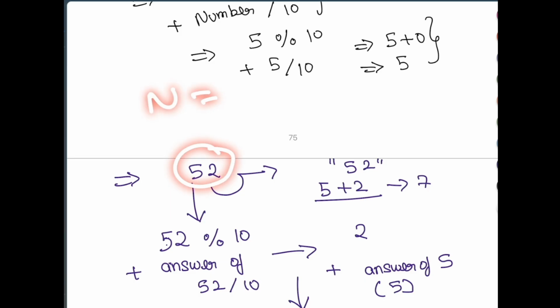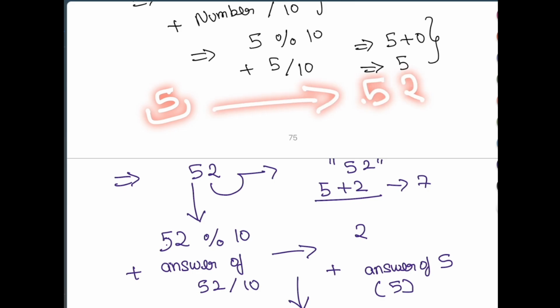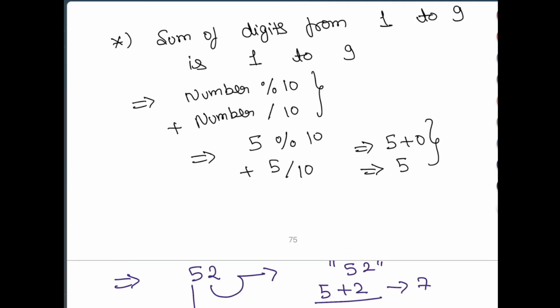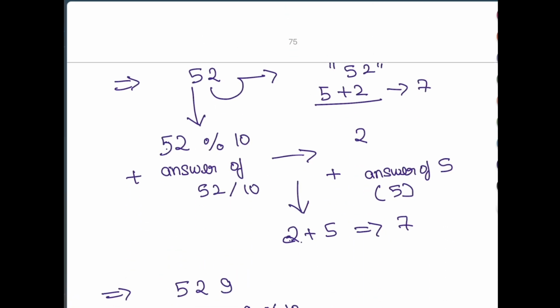If n is, let's say, 60, then we will have to calculate from 1 to 60, right? So we will calculate for 5, and then later on we are going to calculate for 52 as well. One process is to convert it to a string, take each character, convert it back to an integer, and take the sum, that is 7.